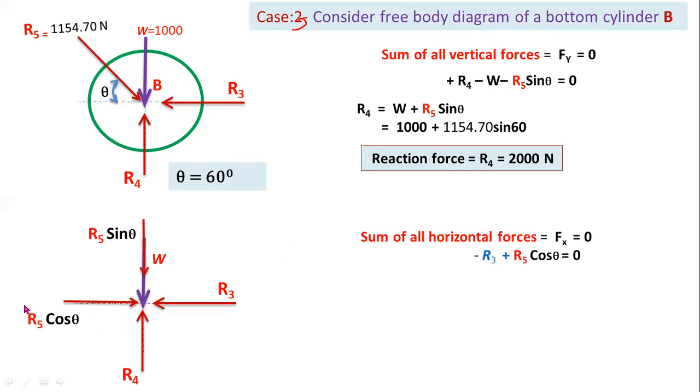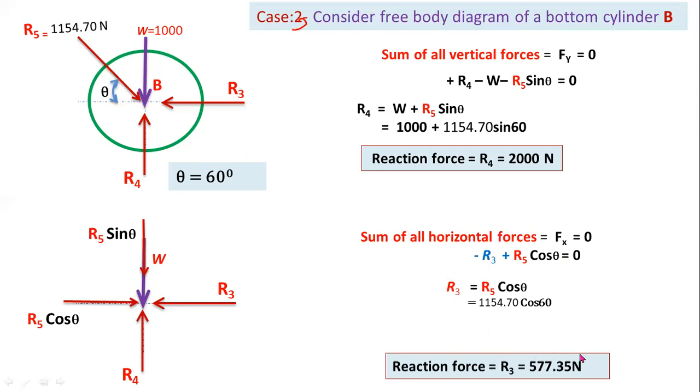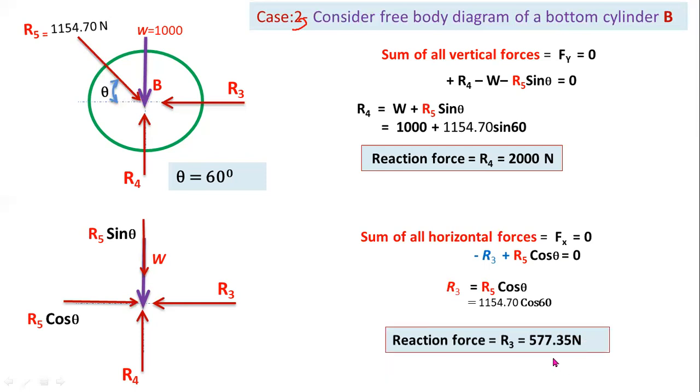Now resolve all the forces along the horizontal axis. R5 cos theta and R3. There are 2 forces acting on the horizontal axis. For right side action, you have to consider positive sign. For left side action, you have to consider negative sign. So R5 cos theta minus R3 equal to 0. Now substitute the value of R5 and theta in this equation. You can get the value of R3. Reaction force R3 equal to 577.35 newtons. From this case 3, we got 2 reaction forces R3 and R4.